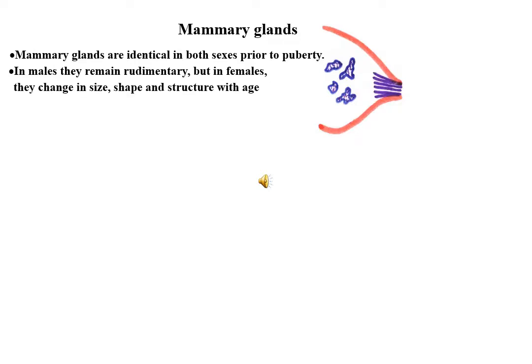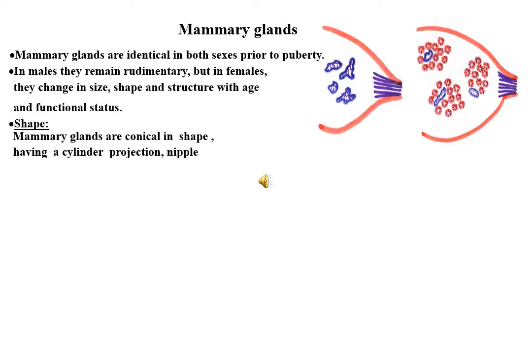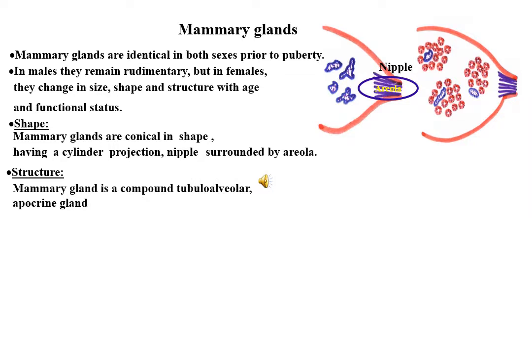Mammary glands are identical in both sexes prior to puberty. In males, they remain rudimentary, but in females, they change in size, shape, and structure with age and functional status. Shape: mammary glands are conical in shape, having a cylindrical projection, the nipple, surrounded by a circular pigmented skin area called areola. Structure: mammary gland is a compound tubuloalveolar gland formed of lobes and lobules.